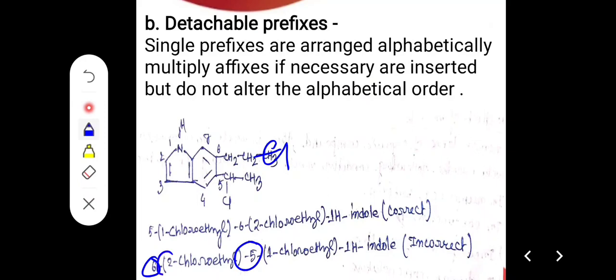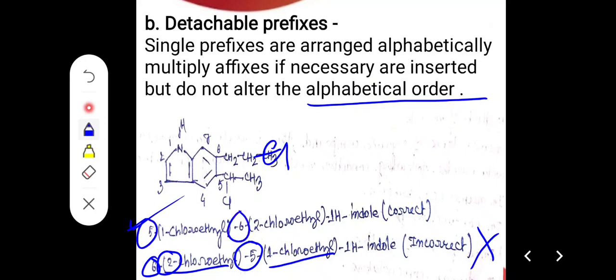And 2 chloroethyl group comes first, then 1 chloroethyl. So that's why it is wrong, because we have to use alphabetical order or the order in the numbering system also, that is 1 comes first, then 2, 2 comes first, then 3, and so on. In that case, this is right, because 5 comes, then 6, and 1 chloroethyl comes first, then 2 chloroethyl. That's why this is the correct naming.